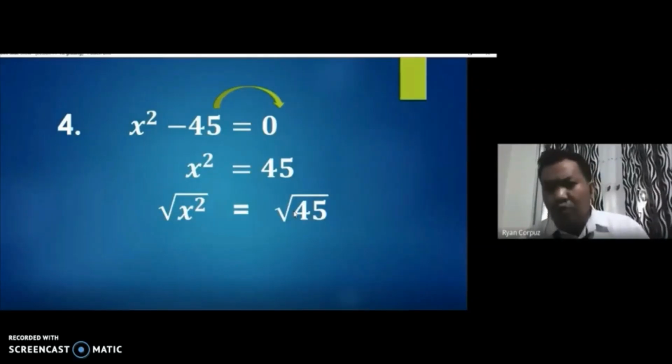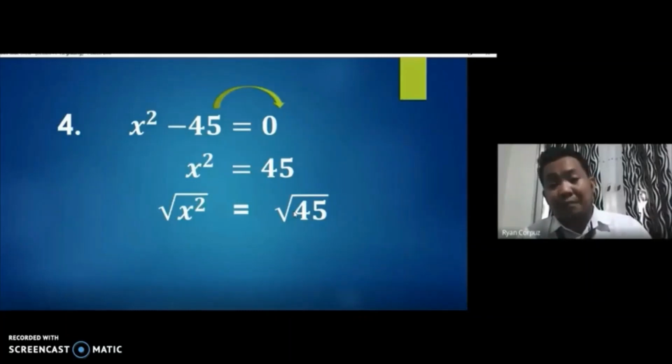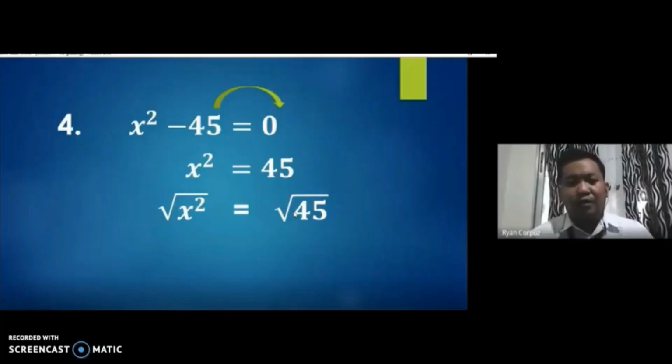So ibig sabihin, you are going to factor that number wherein one of the factors is a perfect square, while the other is a prime number or a composite number whose factors are prime numbers. So, factor that number wherein one of its factors is a perfect square. So, what would be the right answer? That's not 15 and 3. What else?